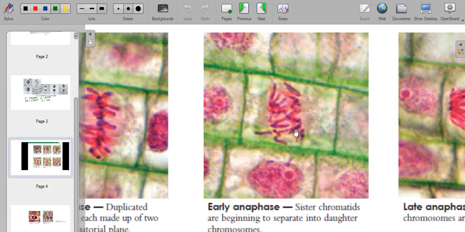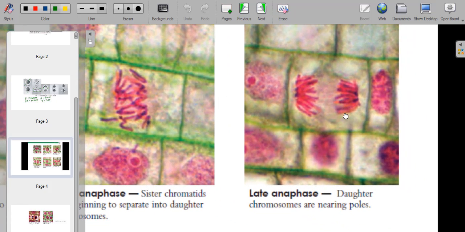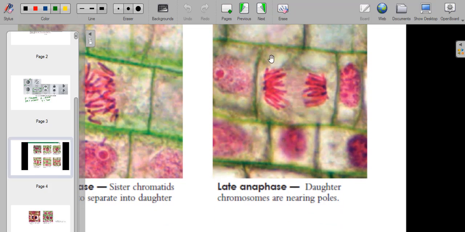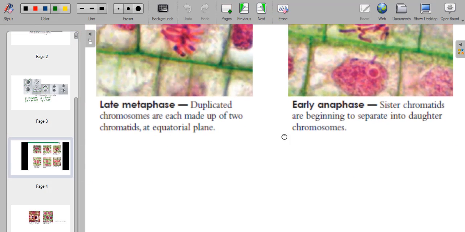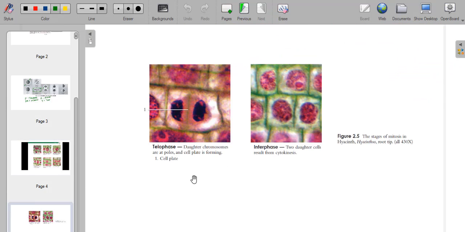And then you can see the early anaphase, so gradual movement. The separation is happening slowly, so that they're moving away from the center plate. Now you can see they just moved to opposite directions completely. You can see almost the other ends of the cell as well. Next, after anaphase, we have two stages: the telophase and then the interphase.